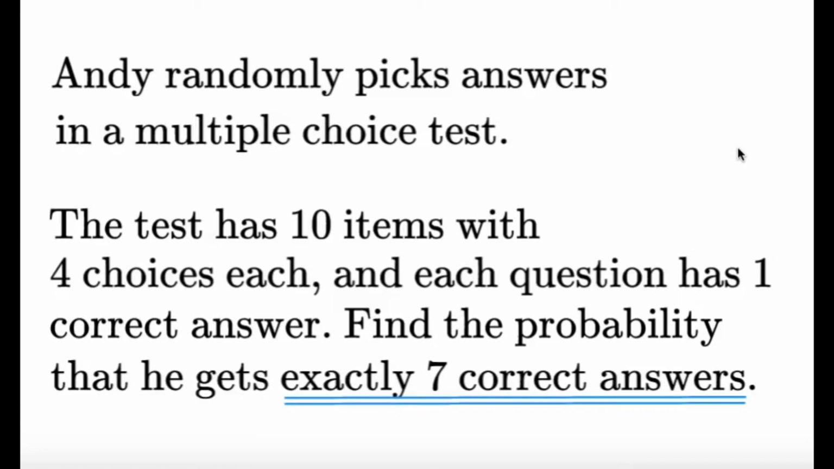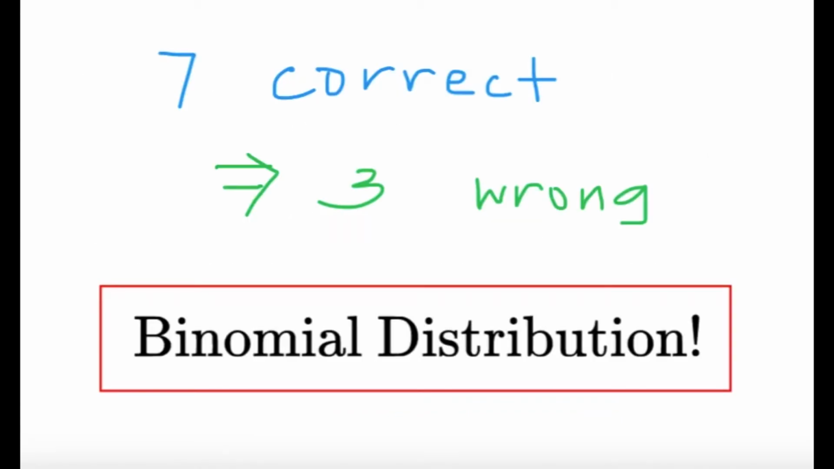Now, the only condition given to us is that Andy wants 7 correct answers, but we can easily infer from that, well, if there are 7 correct answers and there are 10 items in total, Andy should get 3 items wrong. Now, we're going to use the concept of binomial distribution, and I've covered this topic in the past. You can click this card above here. You can watch that video, but practically the solutions will just be the same anyway.